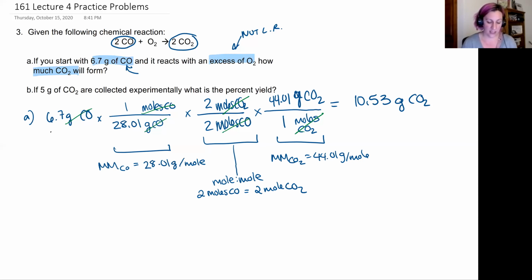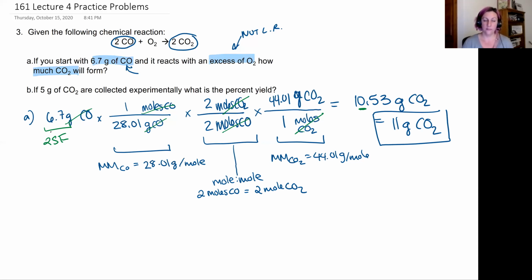I'm going to come and look at my significant figures here. I've got 2 sig figs in my starting measurement of mass for carbon monoxide. So I'm going to report 2 significant figures in my final answer, which is going to be 11 grams of carbon dioxide.